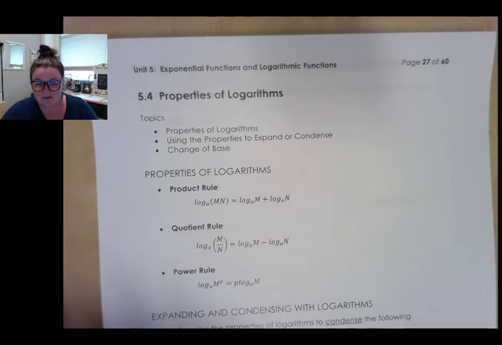Okay, these are the properties that are going to allow us to understand logs a little bit better, so that when we get to solving them, we'll have some neat little shortcuts to help us work it out.